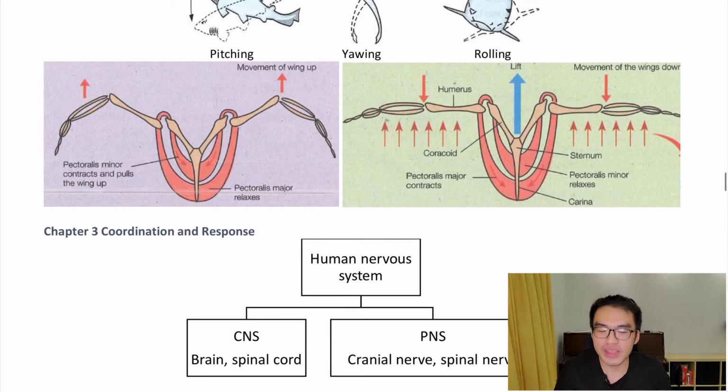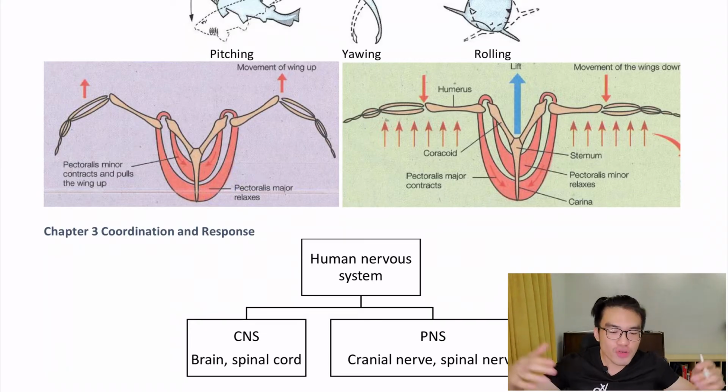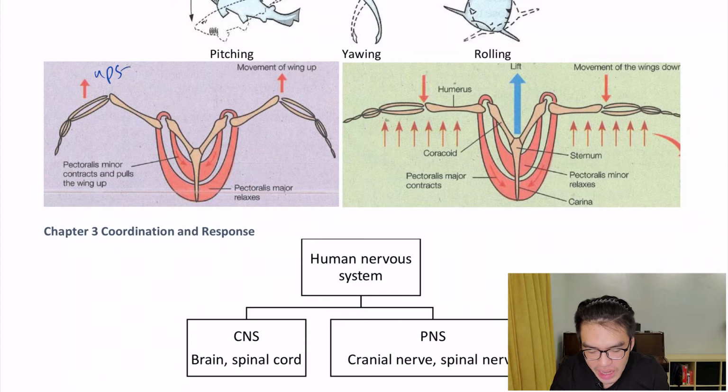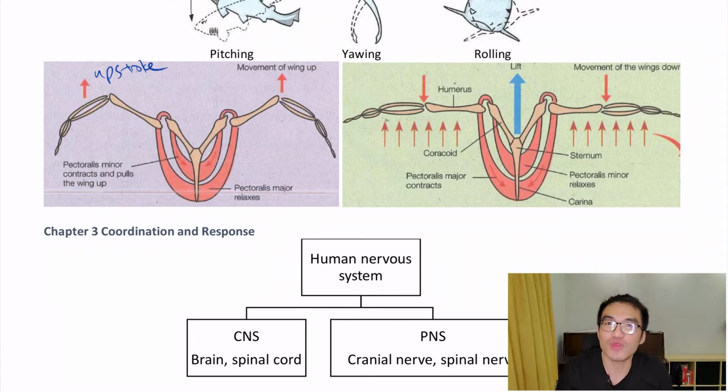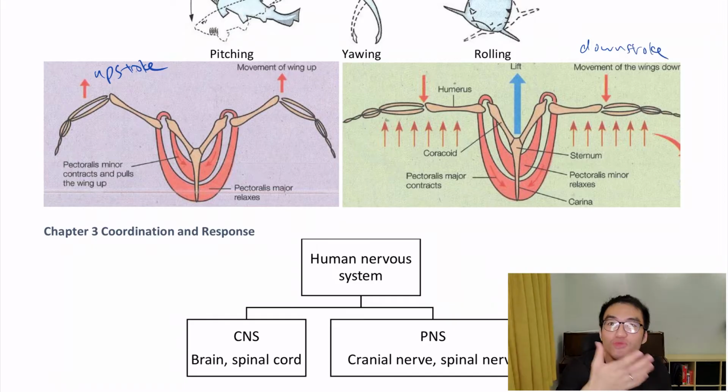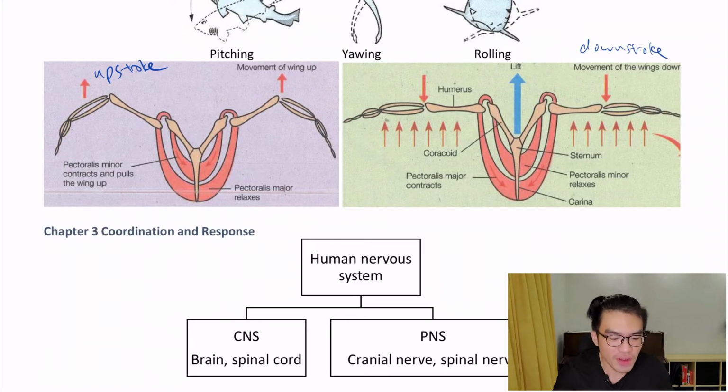Next, you have your bird. Bird has 2 muscles. You have the pec major, meaning the big one, and pec minor. In upstroke, since upstroke is not that important, the small muscle will do the work, which means the minor will contract, the major will relax. And then downstroke is where everything is important, because downstroke will cause the bird to go higher. This is how they fly. This is why they need the big muscle when they do downstroke. So the major will contract and the minor will relax.